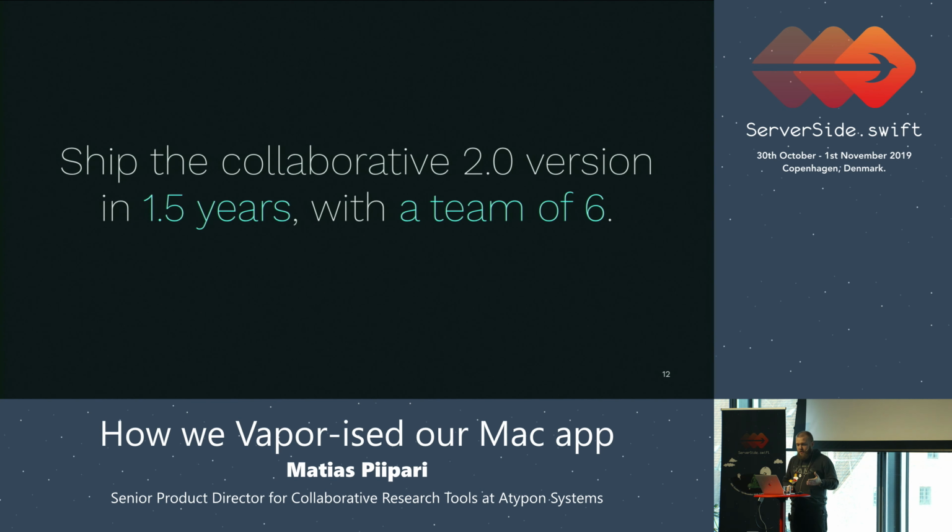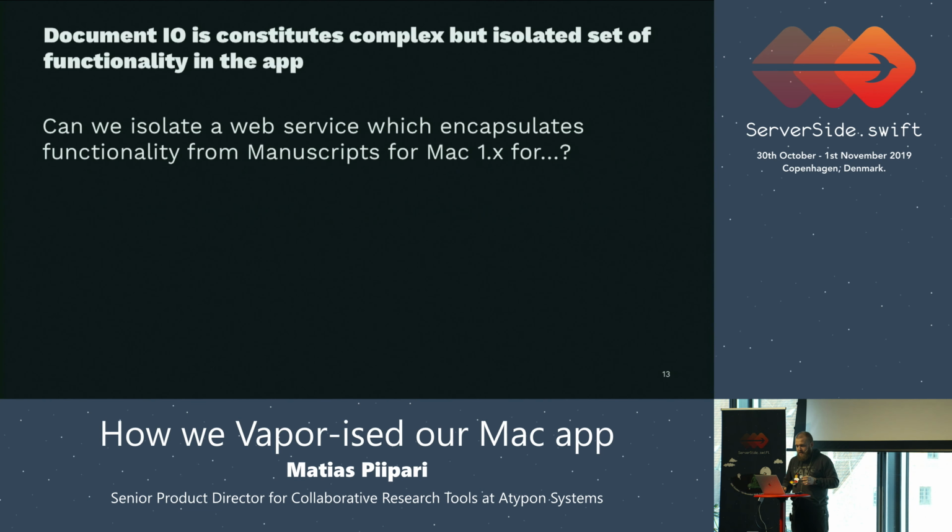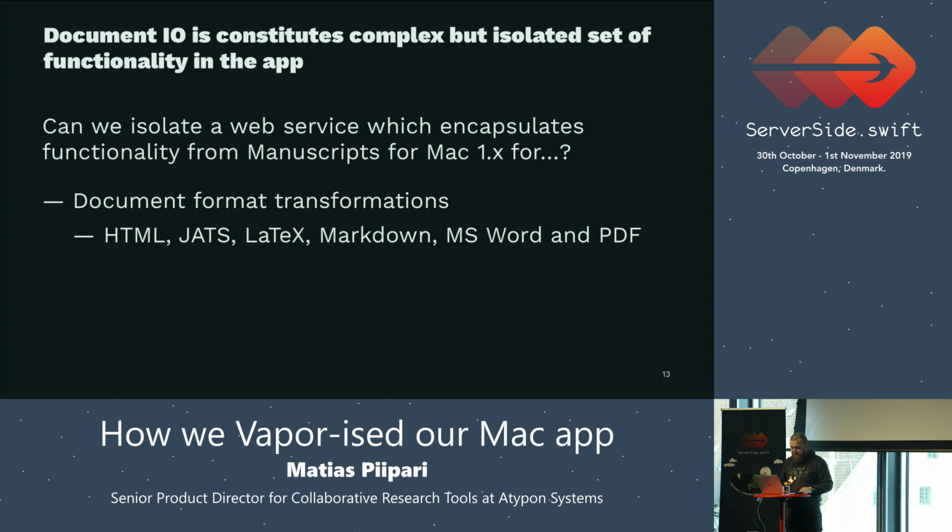So what we wanted to do is ship this entire system, the 2.0 version of it, in a year and a half with a team of 6. And we mostly made it. It took 2 years rather than 1.5, but that's not bad. And the challenge being, can we isolate into a web service something that existed in Manuscripts for Mac 1.0, dealing with document format transformations.